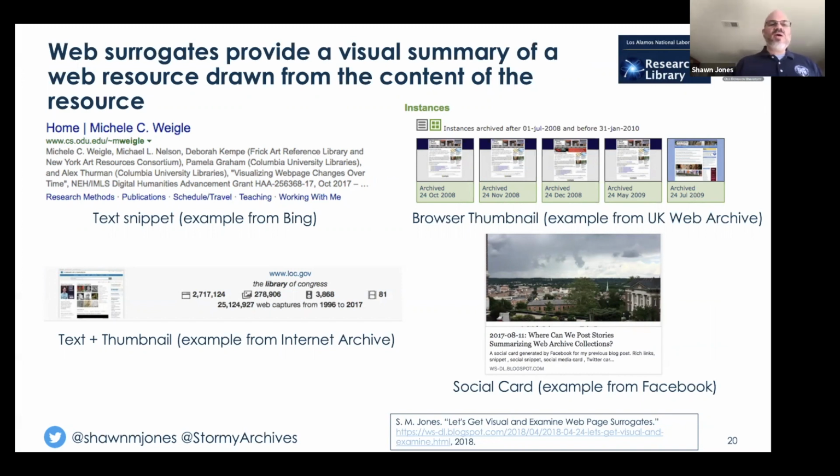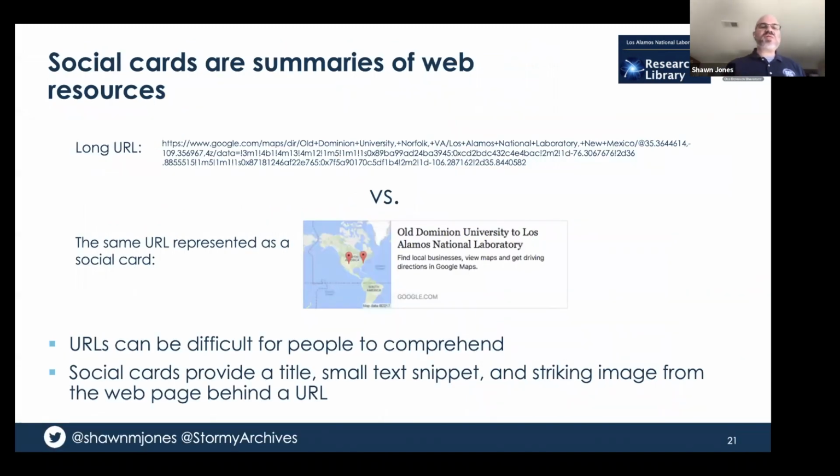We have an example here. Dr. Michele Weigle's homepage as returned by Bing as a search result. It has text and title and content that is drawn from the content of the resource. We have another form of surrogate, browser thumbnails, screenshots of how these mementos looked at the UK Web Archive. And then on the bottom right, we have social cards. This example from Facebook. And social cards are summaries of web resources.